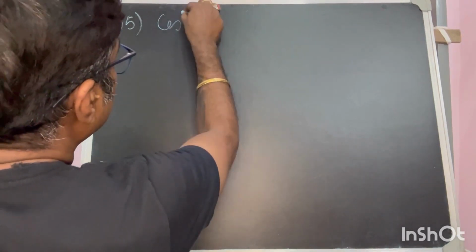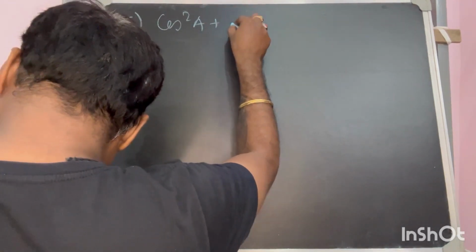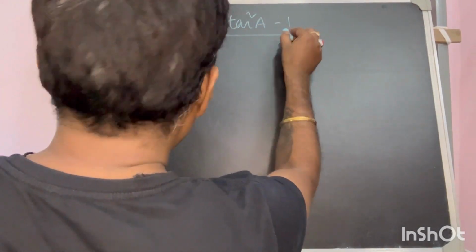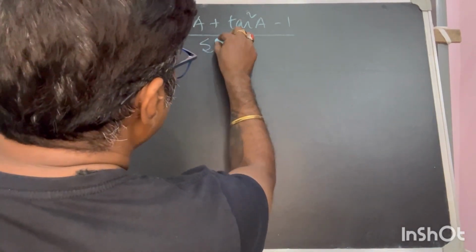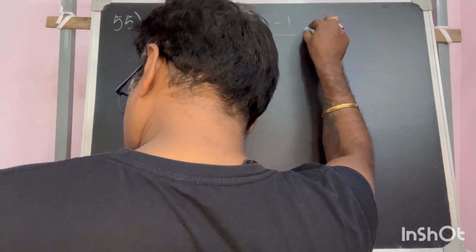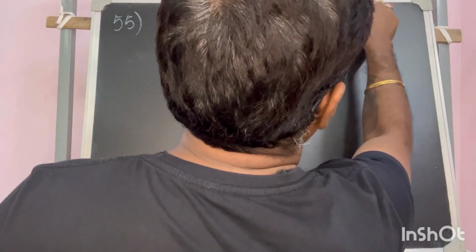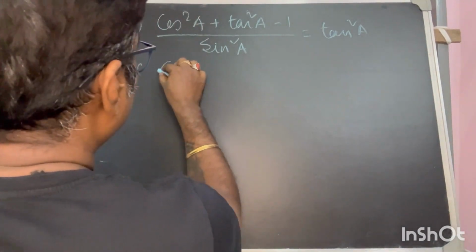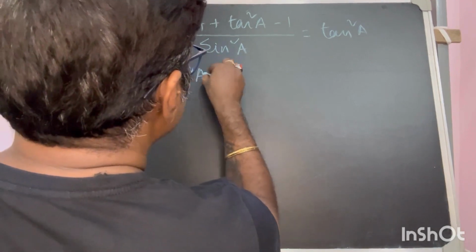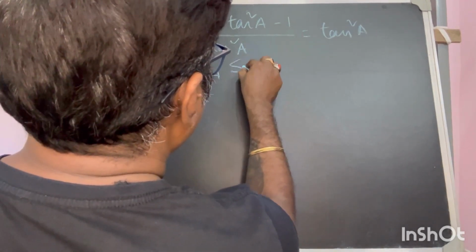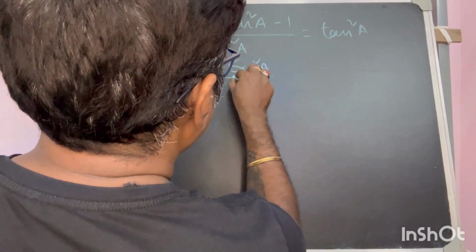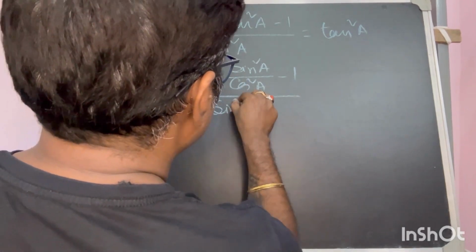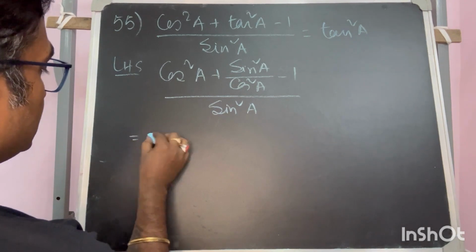If (cos square A plus tan square A minus 1) whole divided by sin square A, that you have to prove is equal to tan square A. So let me start from the left hand side. As usual, we are starting in most of the cases like this: cos square A plus, I will write it as sin square A divided by cos square A, and I will keep the other thing same.